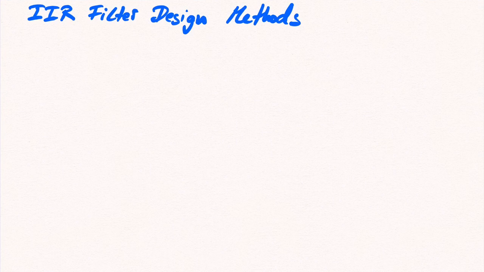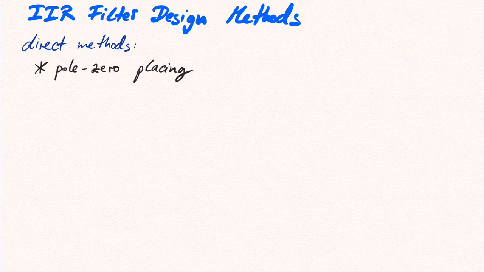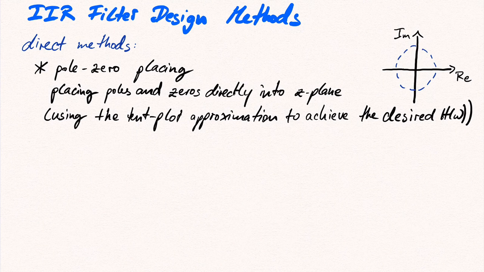There exist several methods to design IIR filters, and we will distinguish between direct and indirect methods. One direct method is pole zero placing. The general idea here is that the poles and zeros are placed directly into the Z domain, while keeping the tent plot approximation in mind in order to achieve the desired frequency response H of omega.